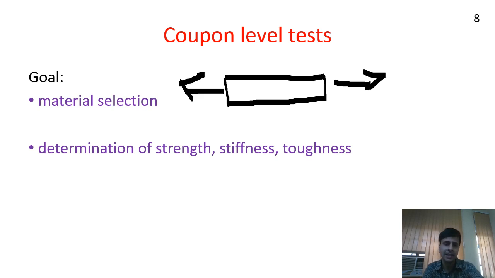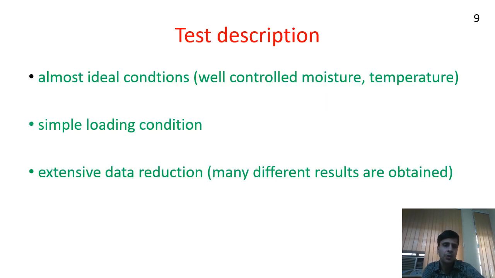The goal for coupon level tests is material selection. You want to determine the strength, stiffness, toughness, maybe compare it with aluminum, see how different it is to justify your material selection. What type of test you will do? So when you do a coupon level test, it is going to be almost ideal conditions. It's going to be in a controlled lab where the moisture is controlled, temperature is controlled. Maybe you'll put it in an environmental chamber and say that the temperature should be so and so degrees Celsius. The loading is going to be simple, as in uniaxial tension or very low strain rate, and you will do extensive data reduction.